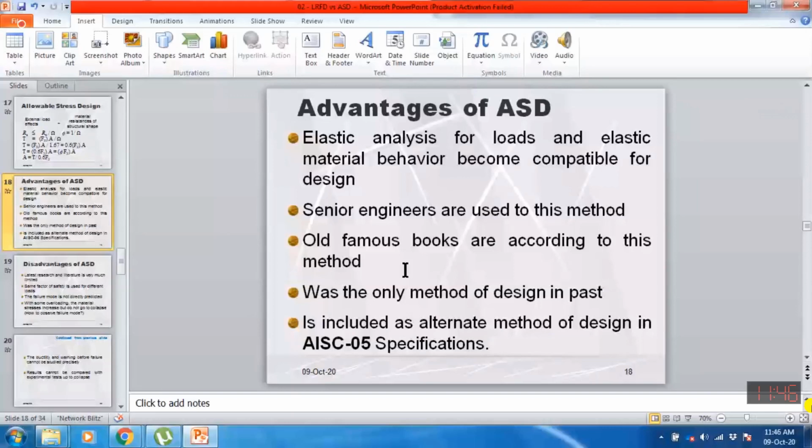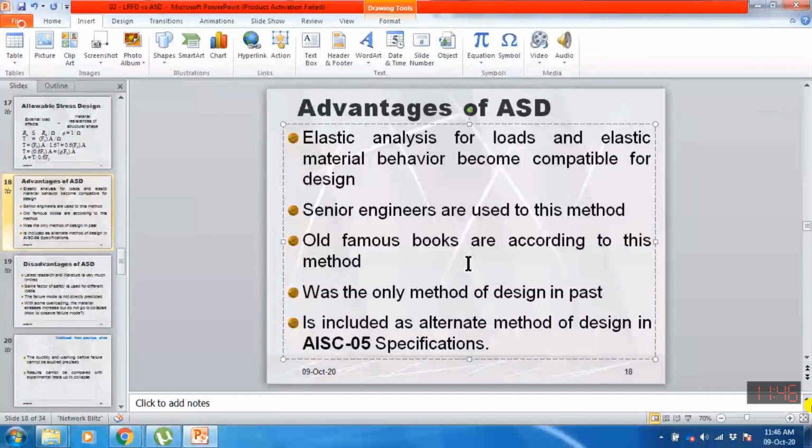The AISC specification of 2005 has considered this method as an alternative. Alternative means an option, a second option. Before 2005, there was only the ASD method. But now in the latest code, they have removed this ASD method, maybe completely for concrete structure design. But still, some parts of the structure are designed by using ASD.